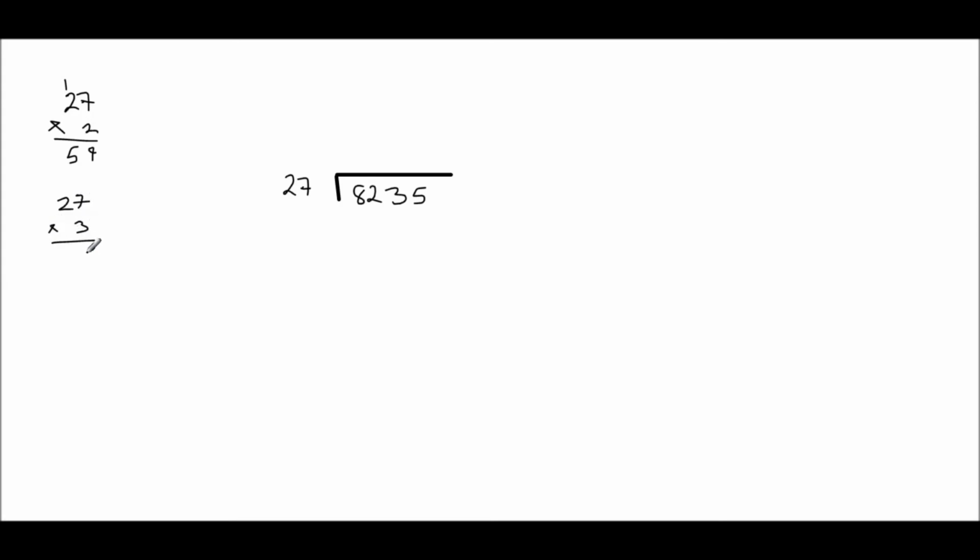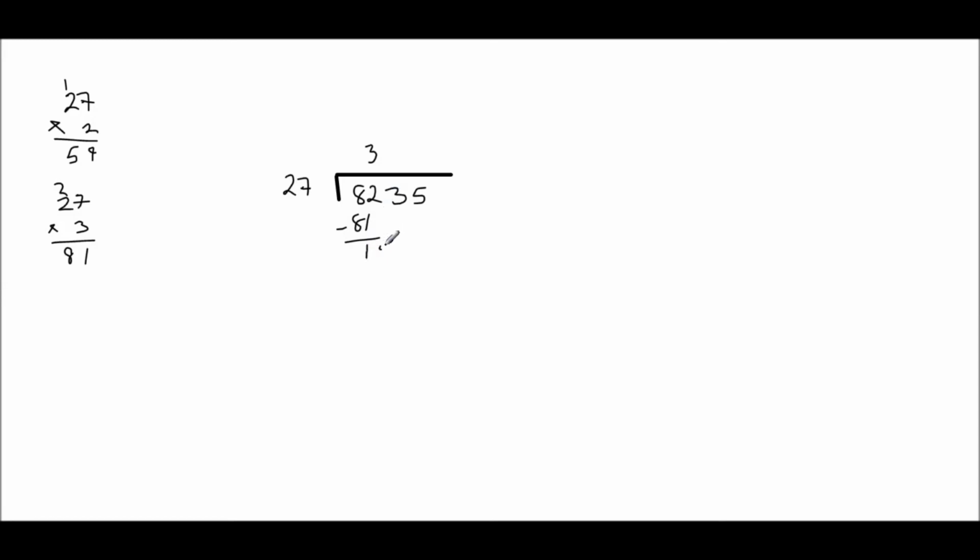3 sevens 21, carry 2, 3 twos 6, and 2 makes 8. Okay, so 27 by 3 could work. So we estimate. Now we're going to divide. We say 27 into 82 goes 3 times. 3 times 27 will give us 81. We subtract, and we have 1 left.